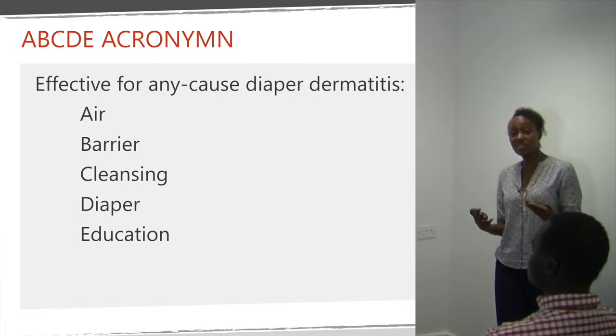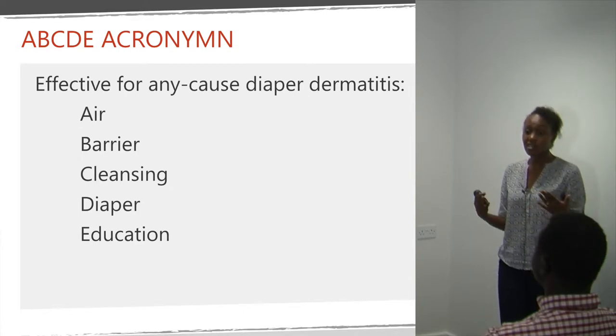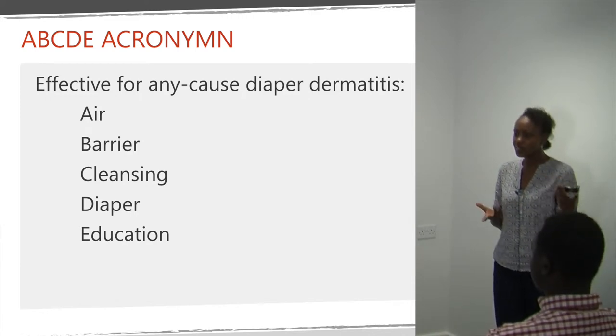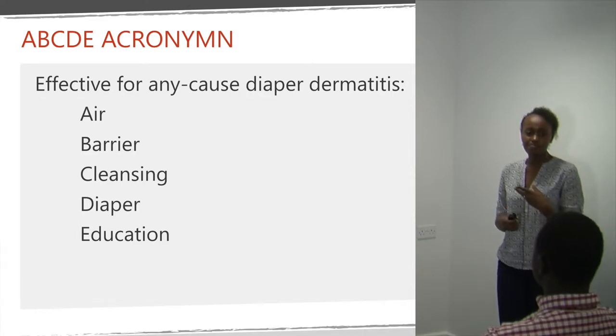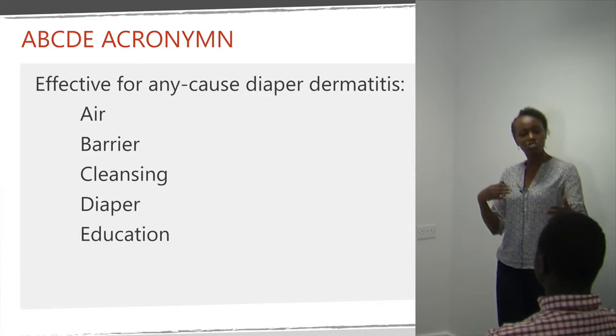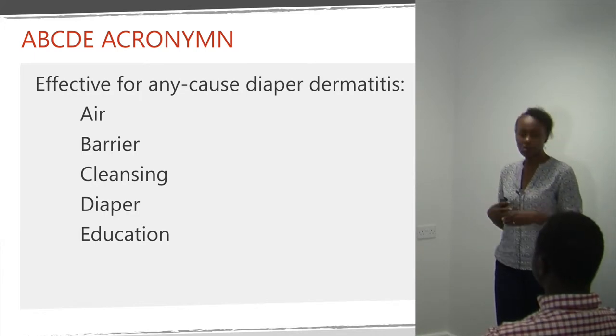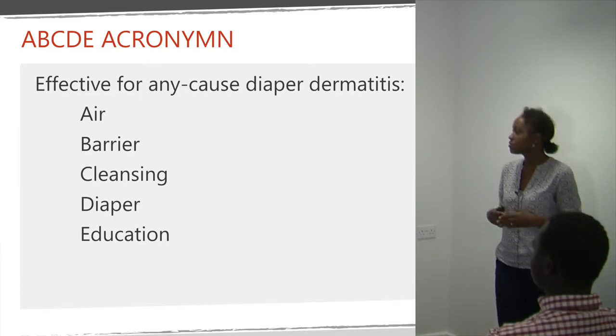And the other thing is diapers. There's been discussions, papers written about diapers. Are cloth diapers better than disposable diapers? Is there a type of diaper that's better than the other one? There's a lot of discussions about what to do and what not to do, and we will talk about what the evidence shows in a bit.